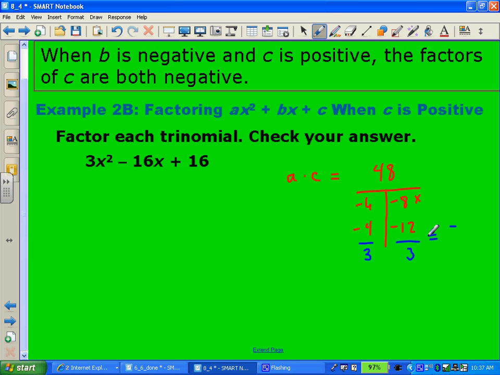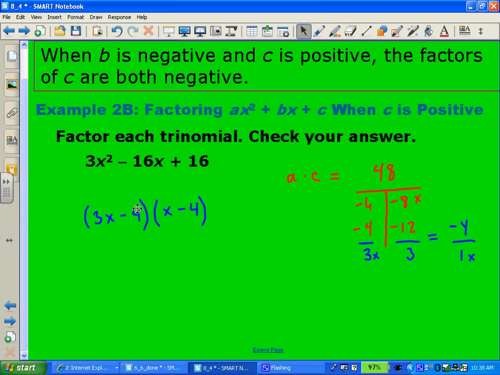Now I gotta reduce if I can. This one can be reduced to negative 4 over 1. Then I put my x's in. So my factors are 3x minus 4 and 1x minus 4.